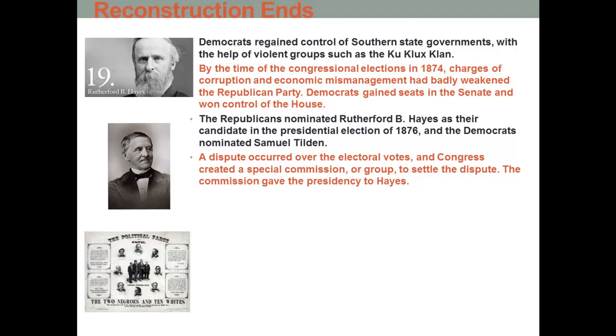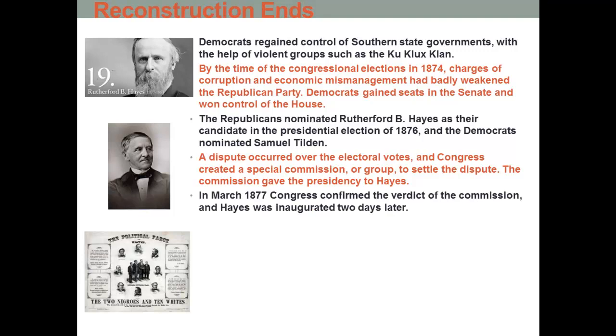There was a dispute over the electoral votes, and in order to solve it, Congress created a special commission, or a group, to settle the dispute. After researching the problem, the commission gave the presidency to Rutherford B. Hayes. In March of 1877, Congress confirmed the verdict of the commission, and Rutherford B. Hayes was inaugurated as our 19th President of the United States 2 days later.